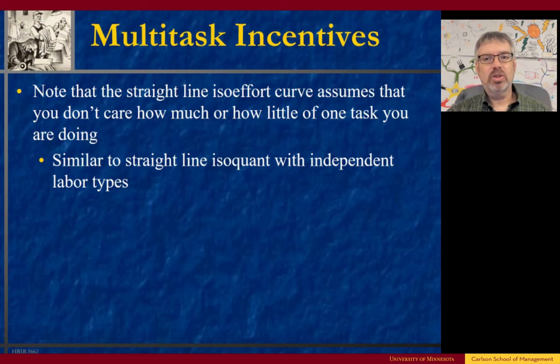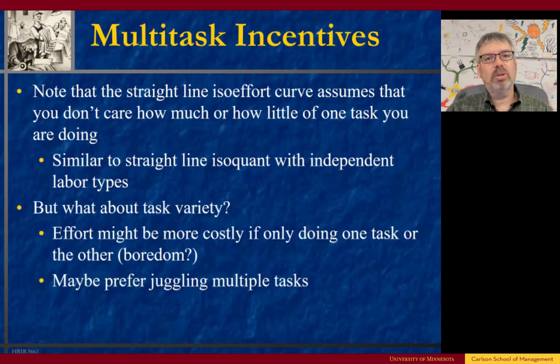When we have a straight line iso-effort cost, embedded in that is an assumption that you're trading them off in terms of effort costs at the same rate, no matter whether you're doing a lot of one or a lot of the other. So you don't really care. That's assuming they don't really care if you're just doing all of one or all of another, right?